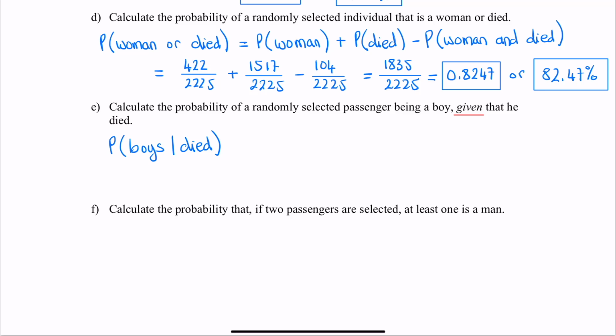Notice for conditional probability, we use this vertical bar to represent the word given. And 35 divided by 1517 is 0.0231 or 2.31%.